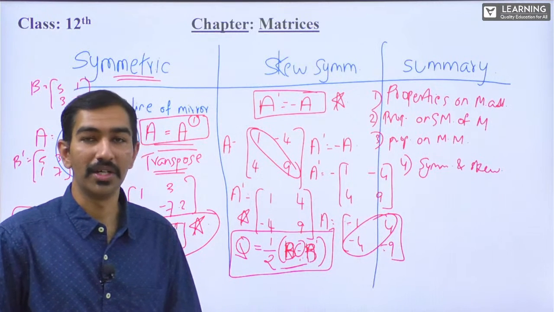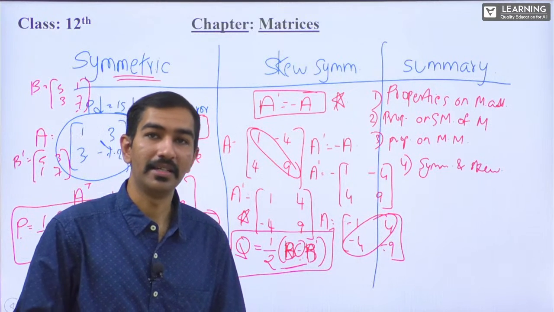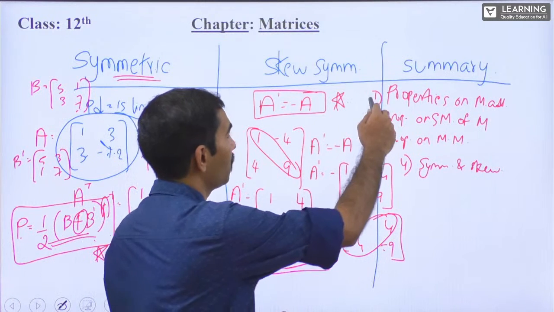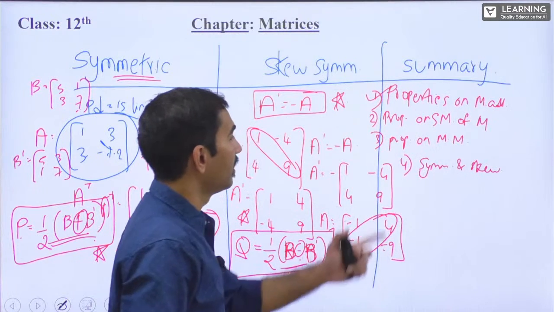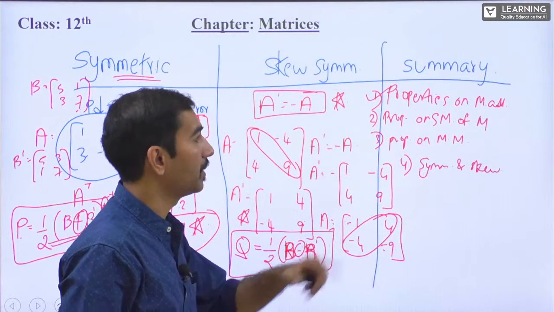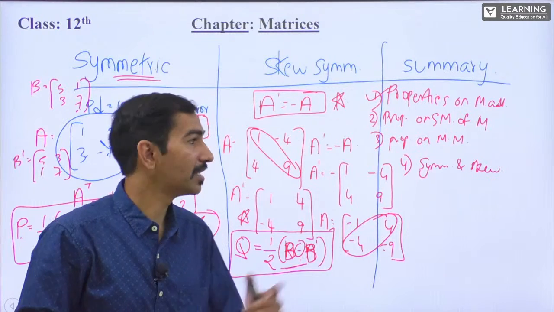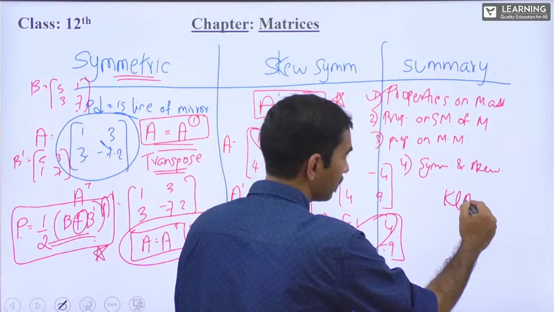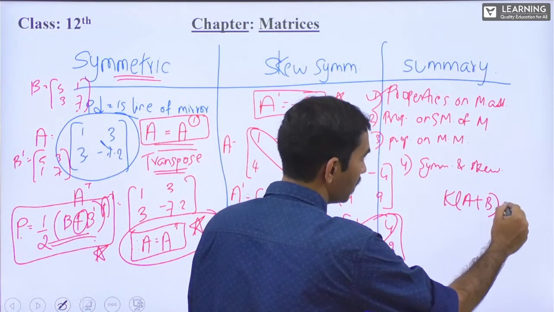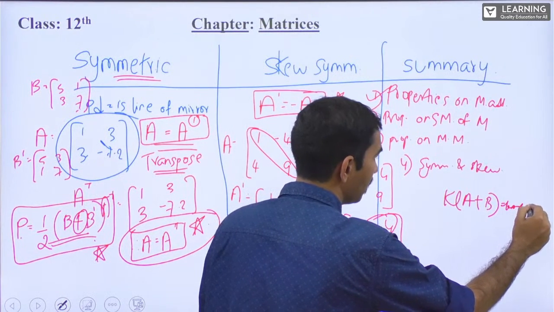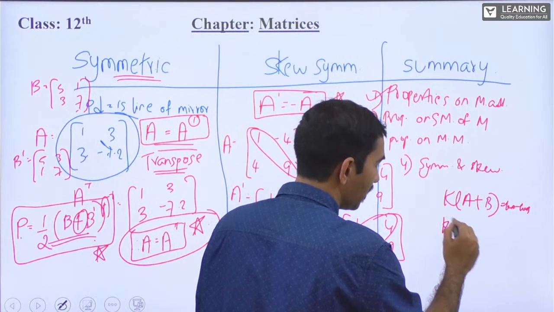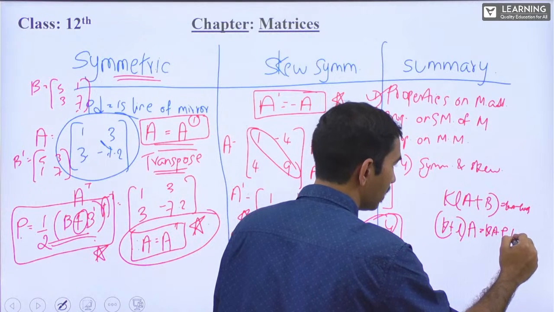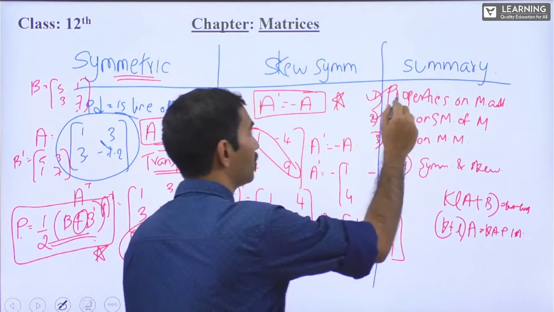So on matrix addition, what are the laws we saw there, students? Associative law, commutative law, existence of additive identity, as well as existence of additive inverse. So this is what we saw in matrix addition. Next, properties on scalar multiplication of matrix. So what are the things we saw here? Two properties we saw, correct? K of A plus B, which is equal to Ka plus Kb, and the next one is K plus L of A, which is equal to Ka plus La. So this is also true.